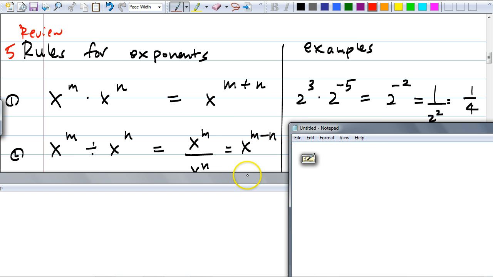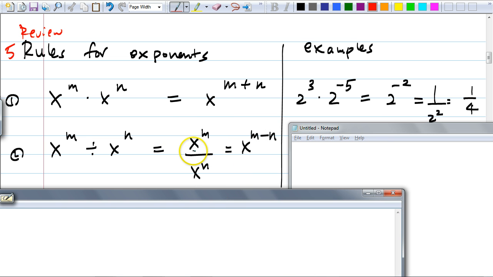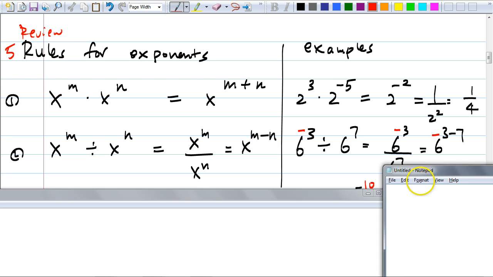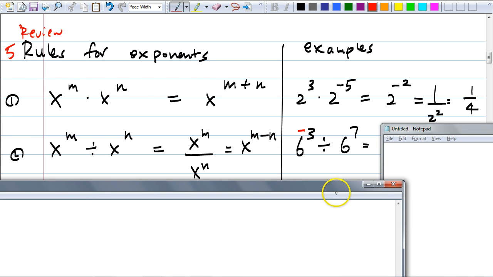Do you guys remember this? Oh, yeah. Okay, you could actually write it as a fraction, right? x to the m divided by x to the n is the same as x to the m over x to the n, right? They have the same base. When it's written as a division or as a fraction, and they have the same base, you subtract the exponents. You guys remember that? So again, this will still work for powers with negative exponents. So here, 6 to the negative third power divided by 6 to the 7th.